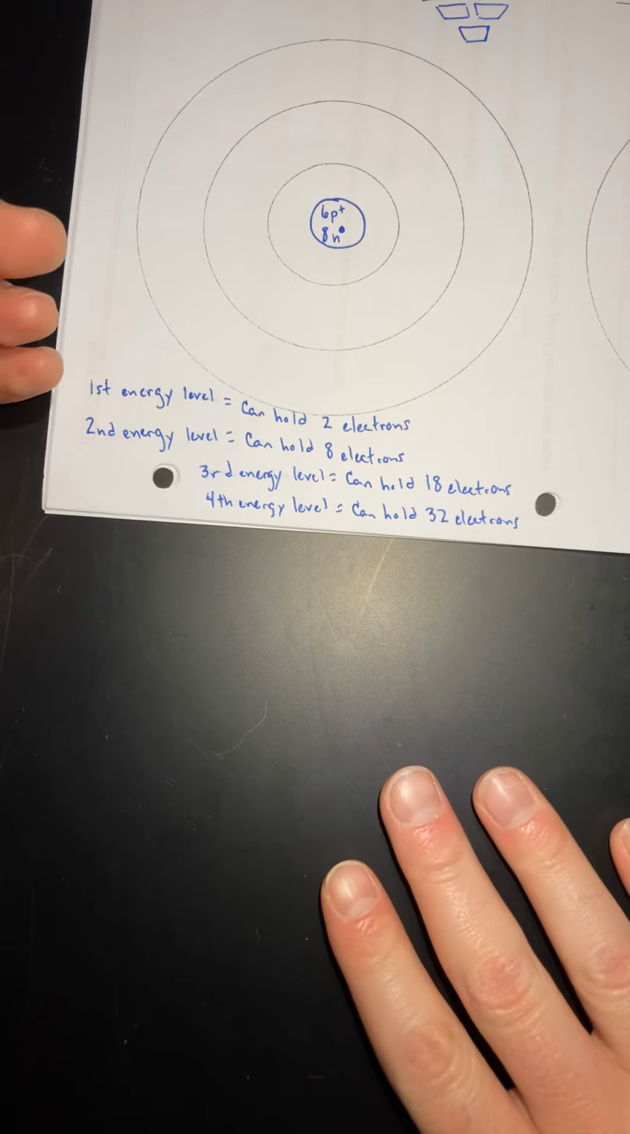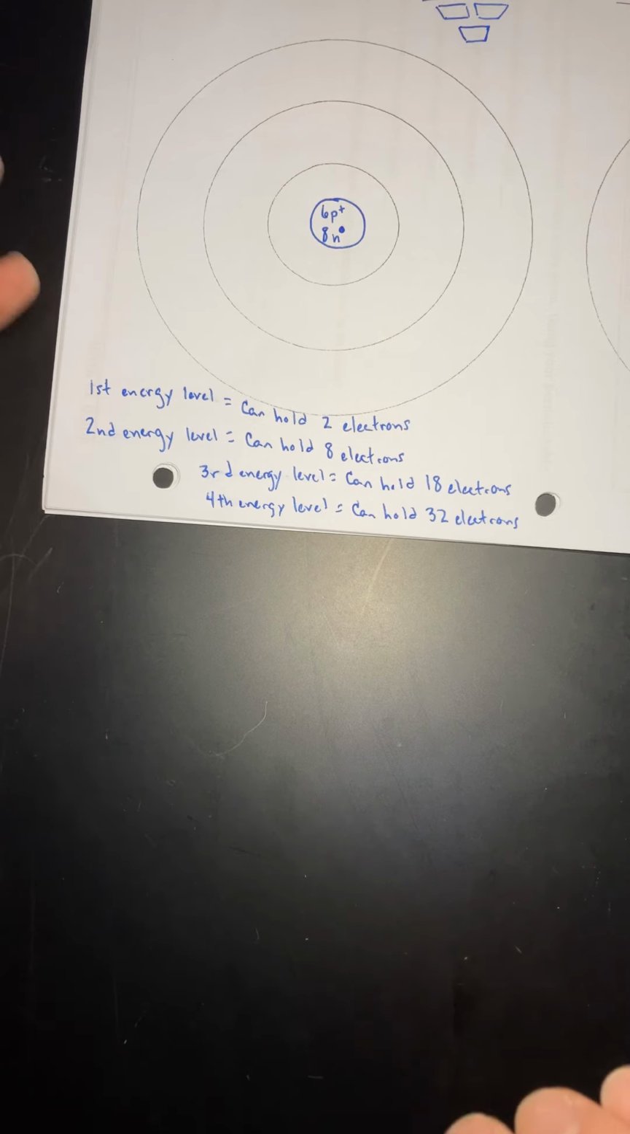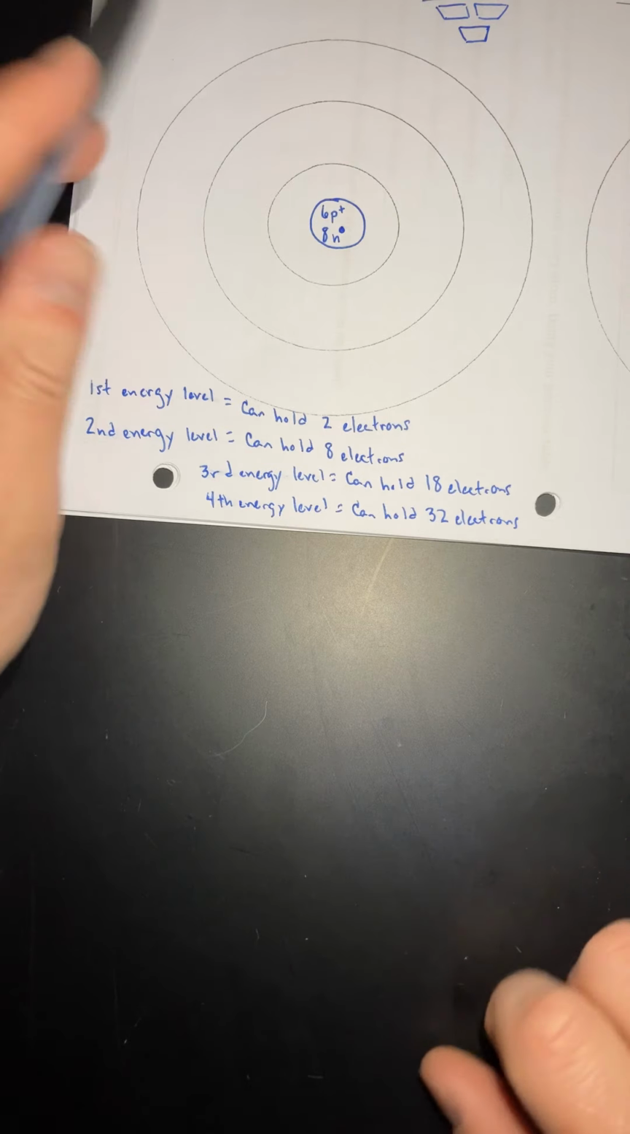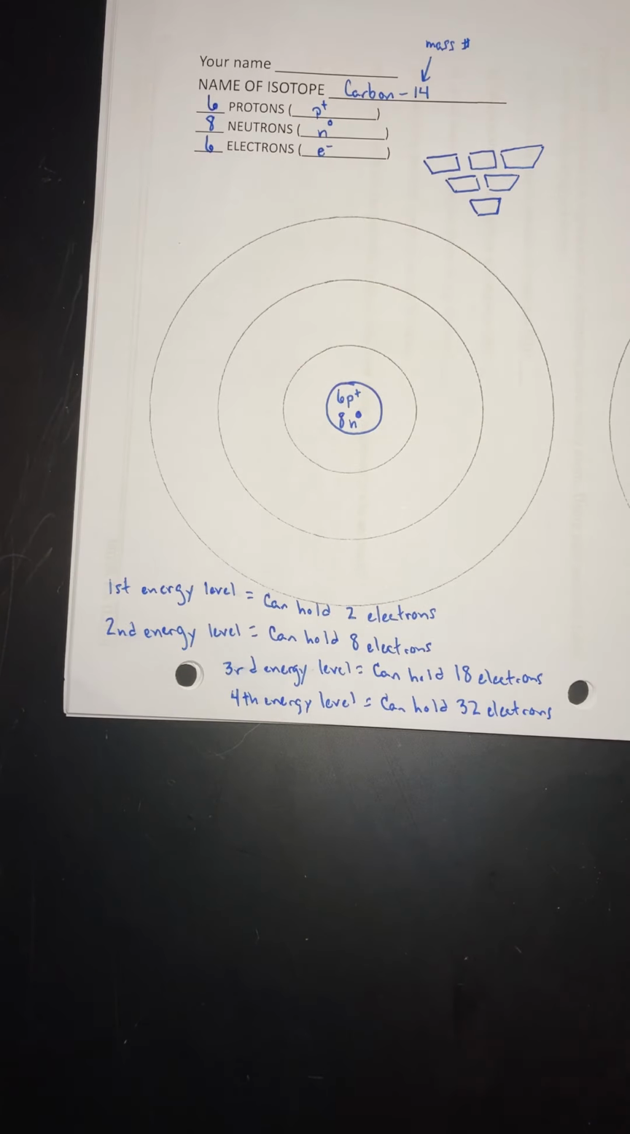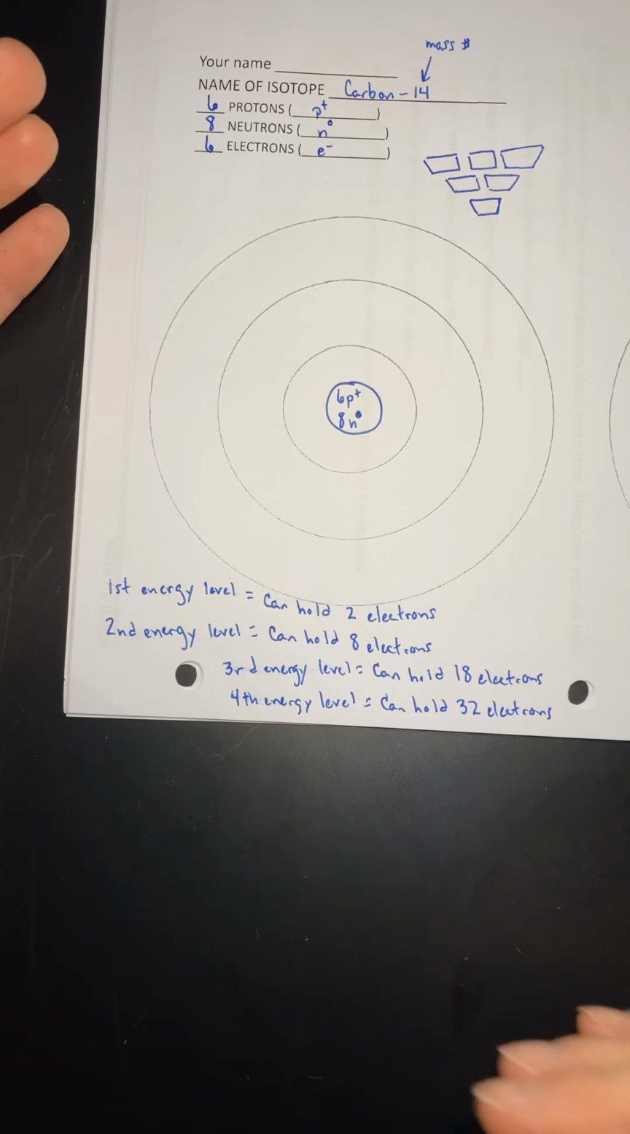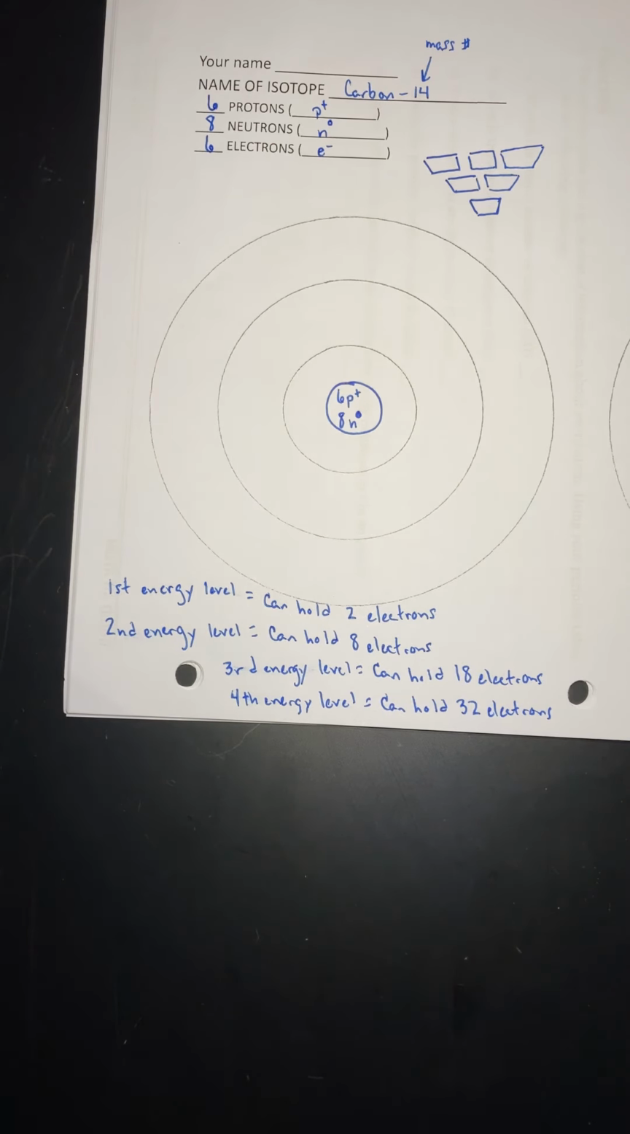Okay? First energy level can hold 2 electrons. Now, how many electrons does carbon-14 have? Has 6. So, are we going to use the third and fourth energy levels? No, we're not. That's fine. It's kind of like at a concert. Just because you have seats in the back doesn't mean that they're all going to be filled. It's the same thing with the atom. Just because those energy levels have space does not mean that an electron is likely to be there. Because some atoms have less electrons than others.